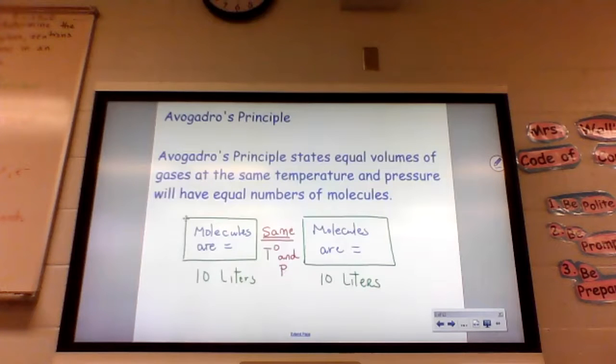If we know the volumes are equal, let's just say they're both 10 liters, and we know they have the same temperature and pressure. For example, this room has the same temperature and pressure. Then we would be able to assume, what about the number of molecules inside of the gas container? They will be equal.